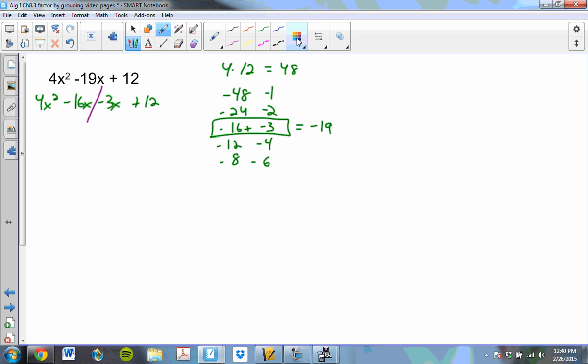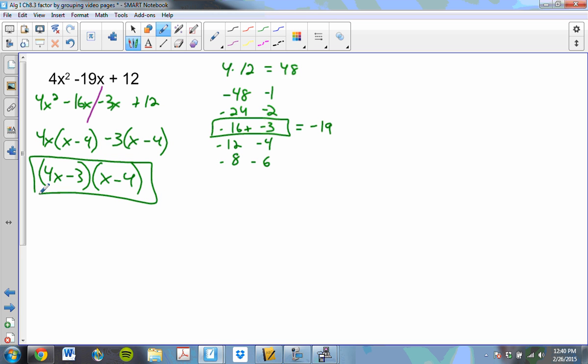So split it there. I can pull a 4x out of this, then I'm left with x minus 4. I can pull a negative 3 out of this, and I'm left with x minus 4. So it's 4x minus 3 times x minus 4. And there's my factors.